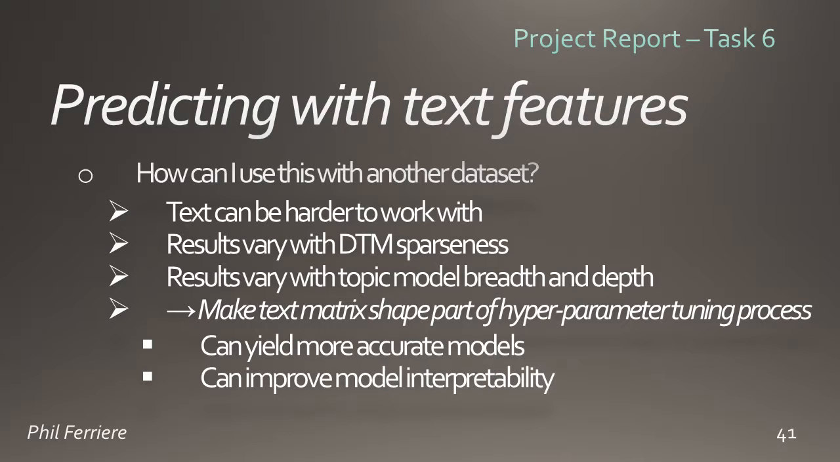Adding text features can help make your model more accurate and increase its interpretability, but the quality of the results varies with the dimension of the vector space you use. When working with term frequencies in a DTM, results vary based on the sparseness of the DTM. When working with topic models, results are affected by the number of topics chosen and the number of terms used to represent each topic. So it might make sense to modify the hypertuning process to do a greater random search for the right vector space size at the same time as you're tuning the classifier's hyperparameters.